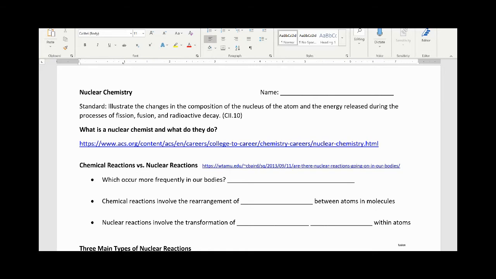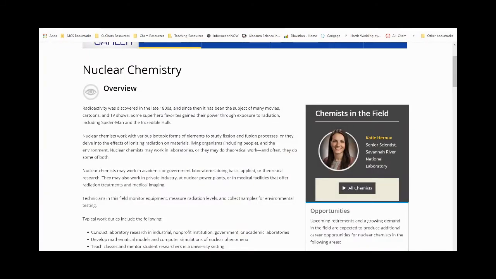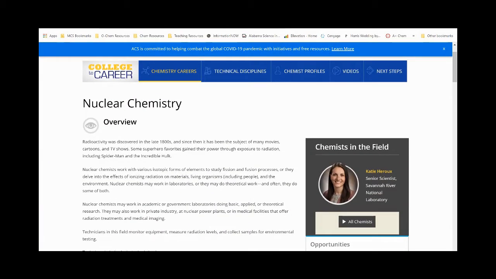And so what we're going to do is give you a brief overview of what nuclear chemistry is, how it can be used, and then take a look at the three main types of nuclear reactions. And so I wanted to show you all a site right quick. It's under this question. It says, what is a nuclear chemist, and what do they do? And there's a really neat site provided by the American Chemical Society called College to Career. Actually, I think it's a part of their main website.